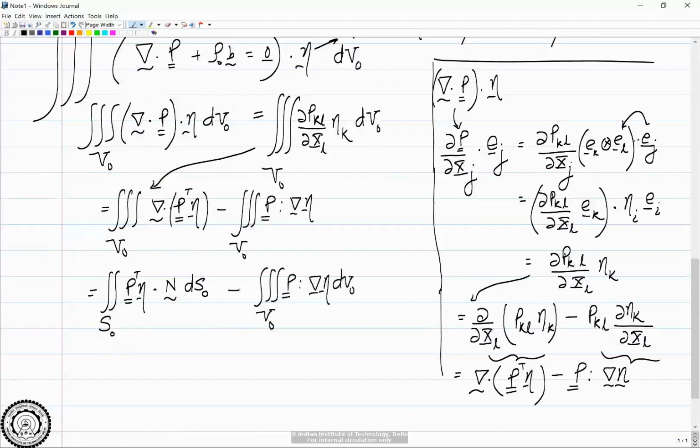Right? Now again the first term, why don't you bring this P on the other side? Then you know that P transpose becomes P.